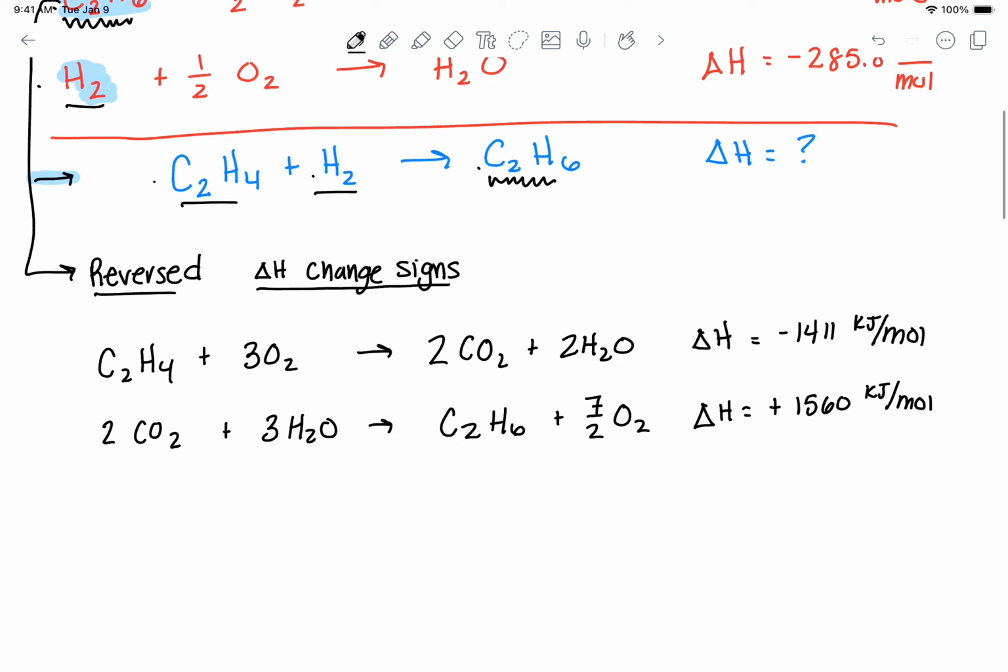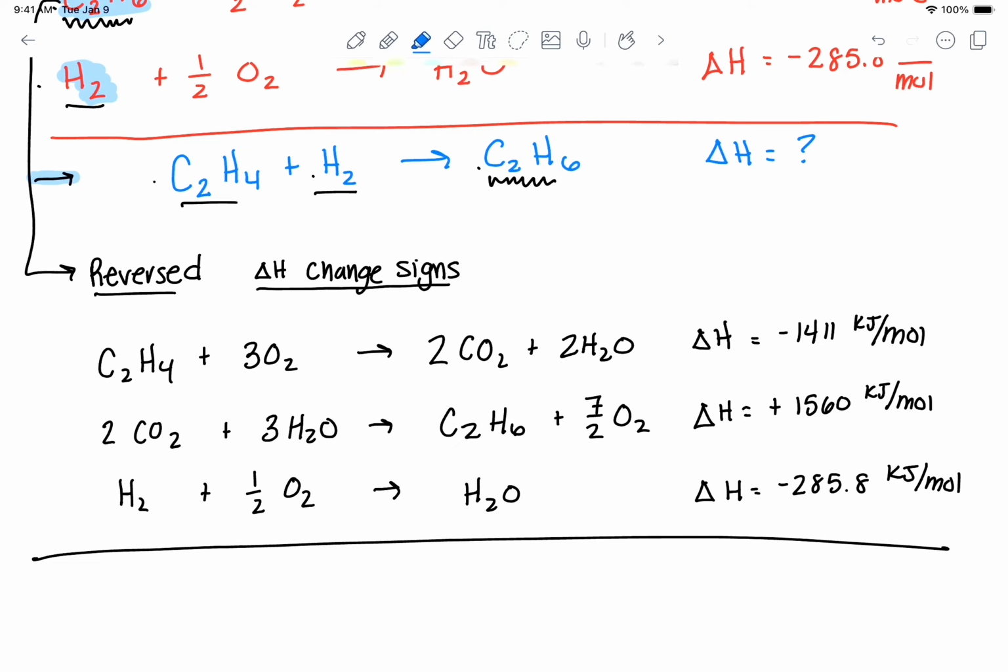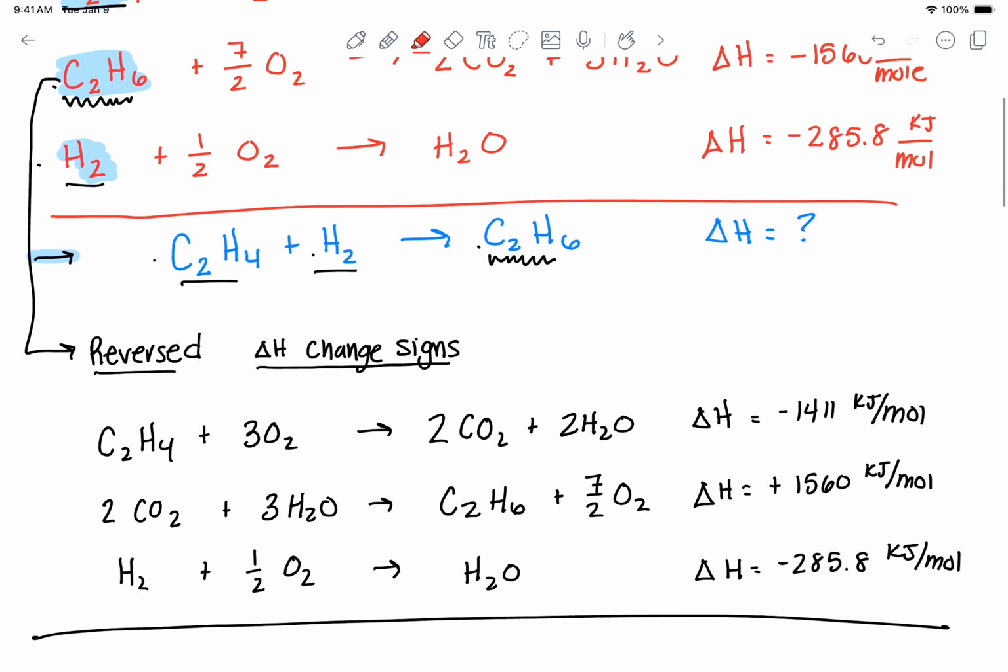Our final equation is unchanged, so we have H2 plus 1/2 O2 going to H2O, and our delta H remains the same at negative 285.8 kilojoules per mole. Okay, so we've done everything to these equations. We want to double check that everything is canceling out as well as keeping our final products and reactants around. So the things that are going to cancel, we said, were oxygen, CO2, and water.